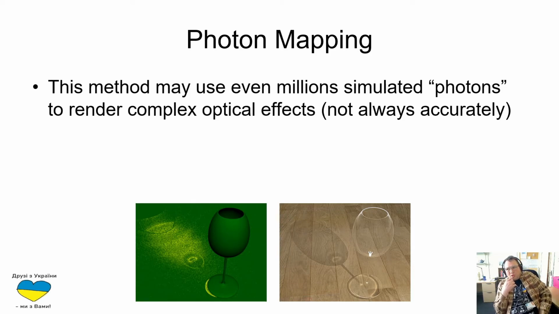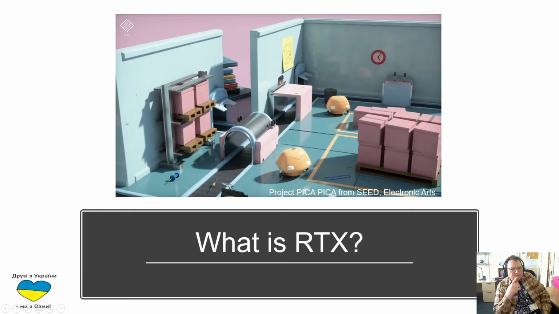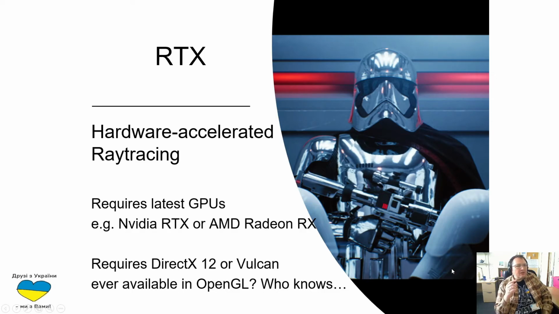So now that we have reviewed most of the most important global illumination methods, the last topic, and quite an exciting topic actually, is RTX. What is RTX? RTX is hardware accelerated ray tracing. This method will require the latest GPUs such as NVIDIA RTX or AMD Radeon RX.